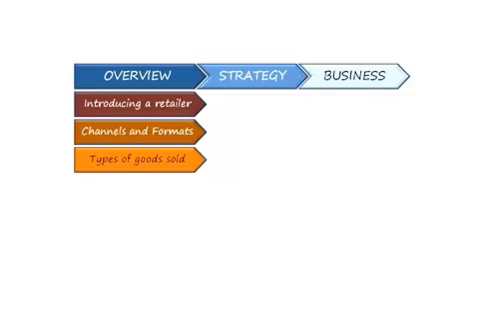formats. Then we will be looking at the types of goods which are sold through retail and a basic classification of these goods. Finally, we would be looking at how retail has evolved through the ages in the current formats that we see today over the years.